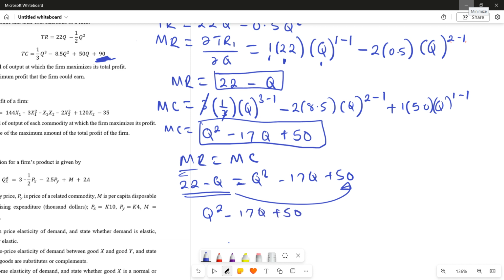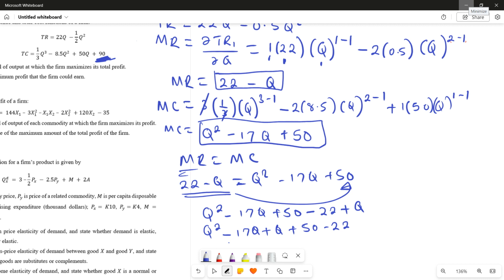Now this 22 should go the other side, so it will become minus 22. This negative q should also go the other side, so it will become plus q, like that. Now, can we simplify this? Yes, we can. So q squared minus, now look at this, can we add and subtract? So we're going to have minus 17q plus q plus 50 minus 22, like that.